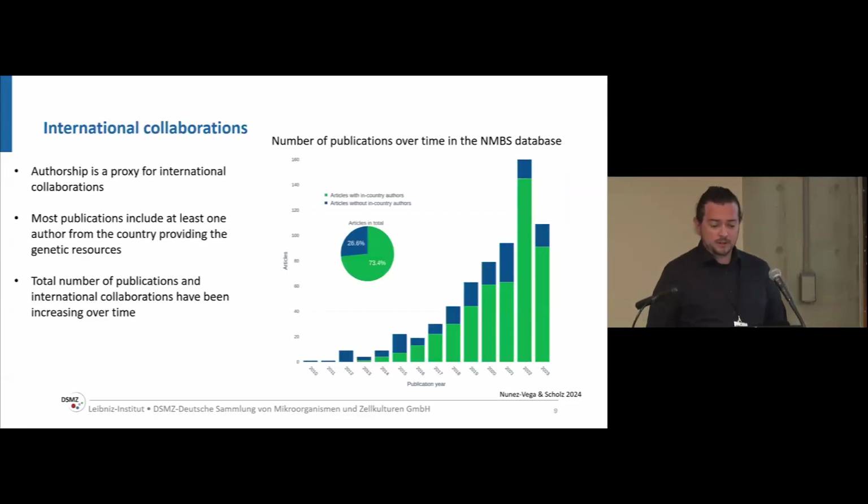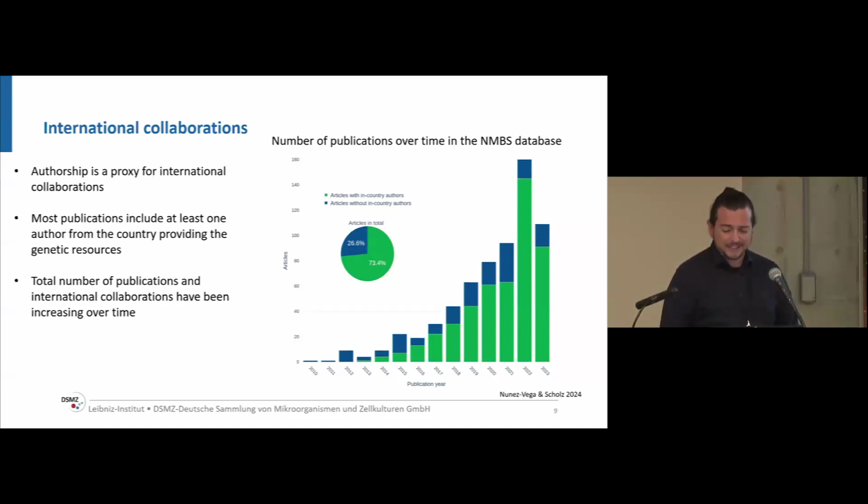For international collaboration, we use authorship as a proxy. So we use that information. And what we found is that most publications include at least one author from the country that provides the genetic resources. So you can see in green, in the pie chart, this is the biggest section of the pie chart. And as well, you can see how these numbers, not just the number of publications, but also the international collaboration, have been increasing over time. So we see this pattern.